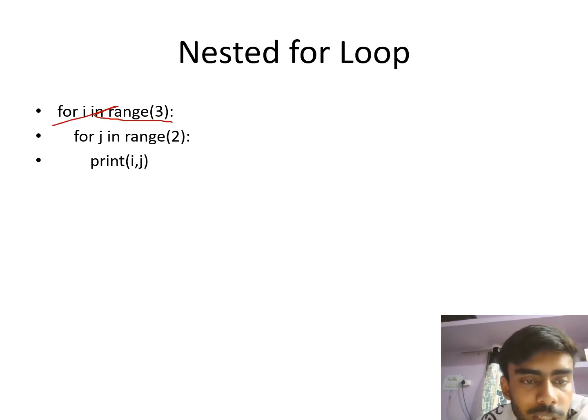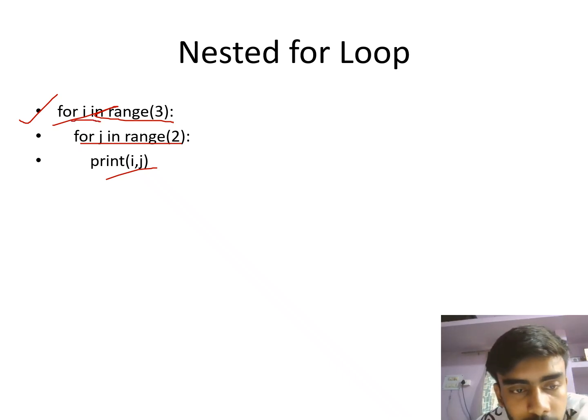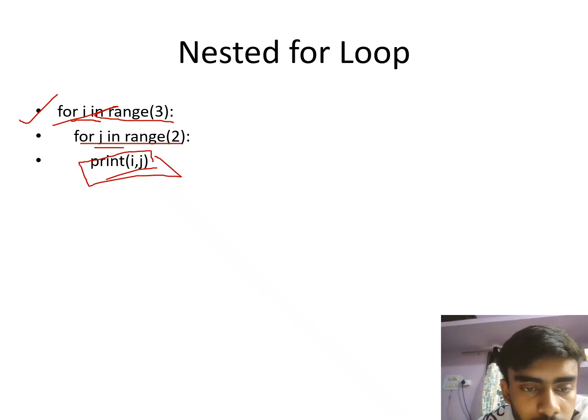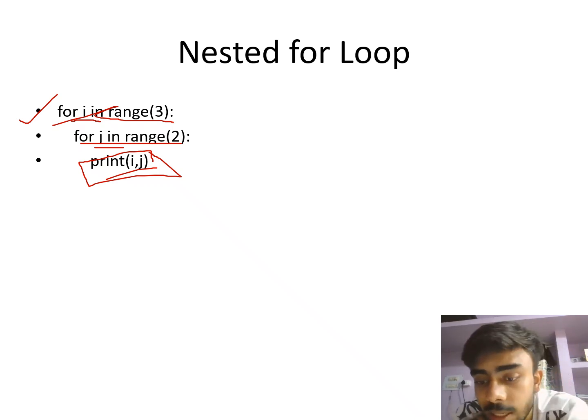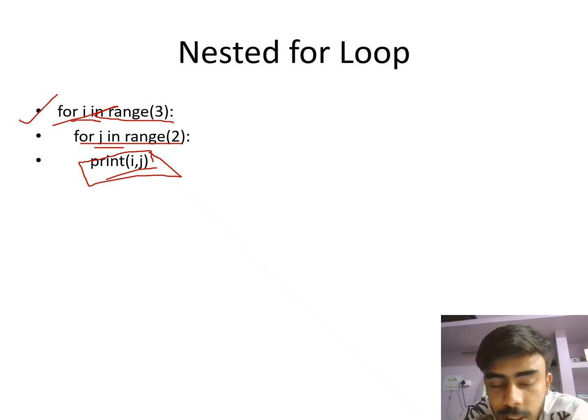Like for i in range 3, for j in range 2, then print i j. That means if the first one is correct, like if i is in range 3, then it comes to this nested part, for j in range 2, then print both. If the first one is applicable, then only it will come to the second part. Otherwise, this one fails and it will go to the next part. So if the first one is correct, then only the second one will run. So remember this one. It is called a nested loop.